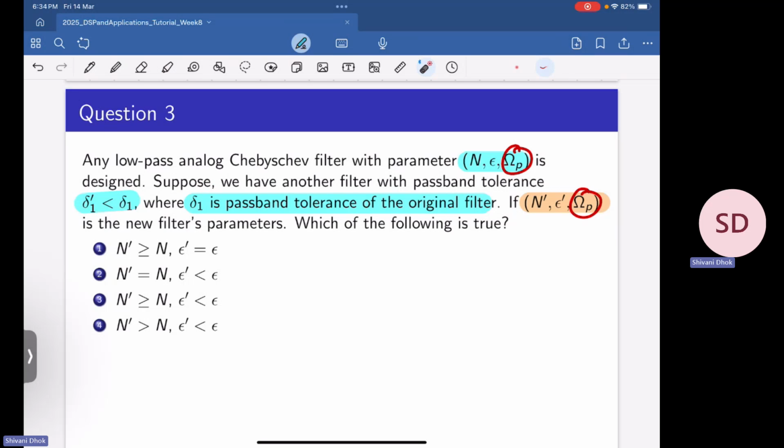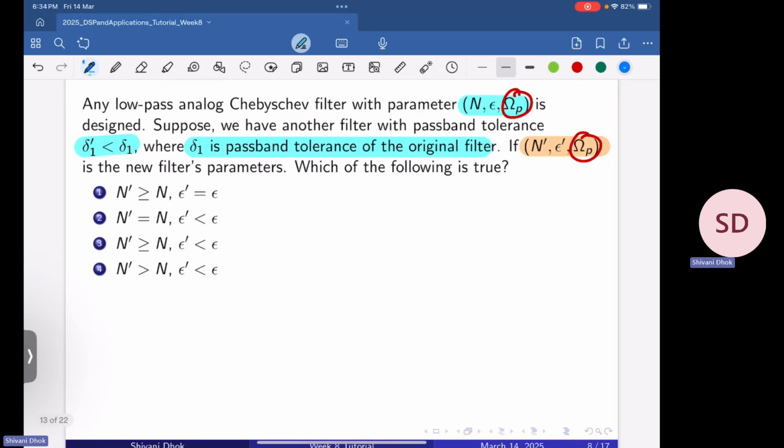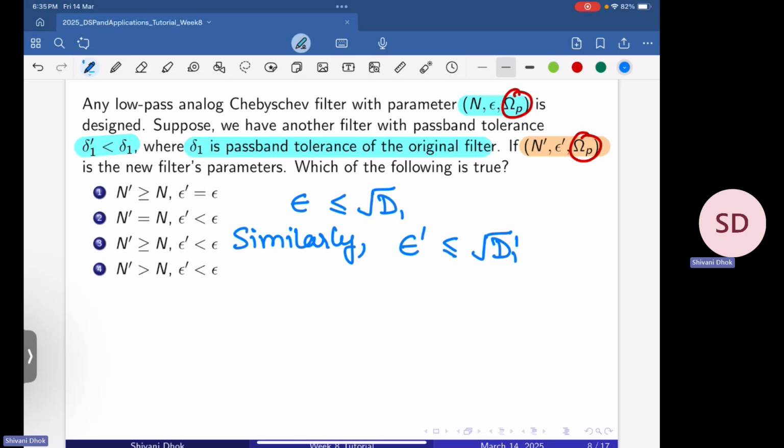Okay, so let's try to do that. First, let's do it for our epsilon. So what do we know about our epsilon? Epsilon is less than or equal to under root of d1. This we know. And similarly, epsilon prime will be less than or equal to under root of d1 prime.